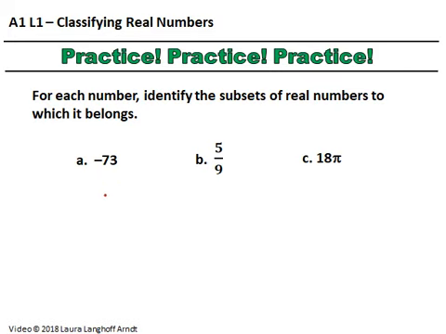Okay. What is this? For each number, identify the subsets of real numbers to which it belongs. Hey, this is the lesson practice. We'll do this first one, and then you guys are on your own. For each number, identify the subsets of real numbers. Well, this one is negative, so I already know that it's integers. And if it's negative, we know that it's real. They're all real. We know that it's rational. And we know that they are integers.